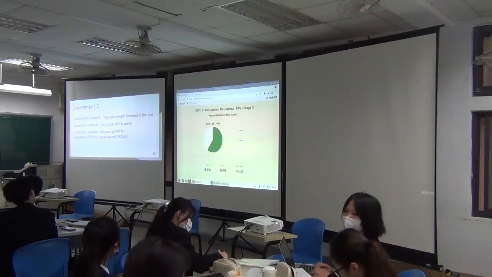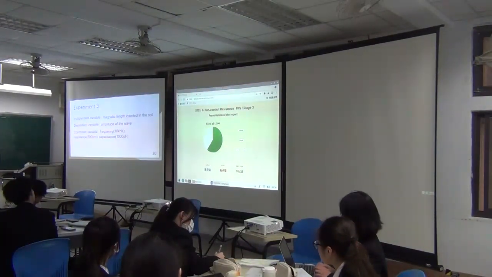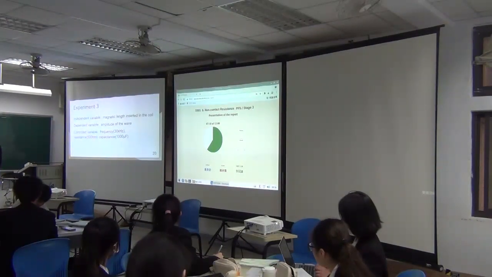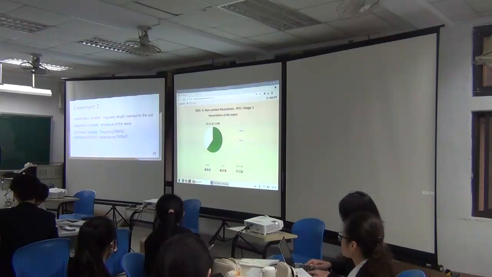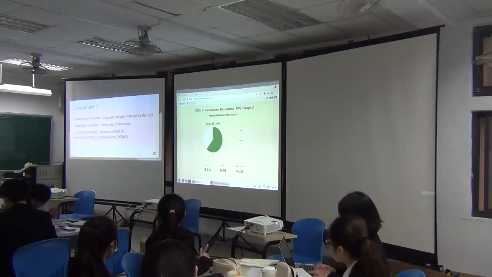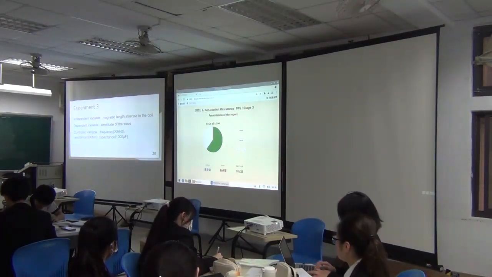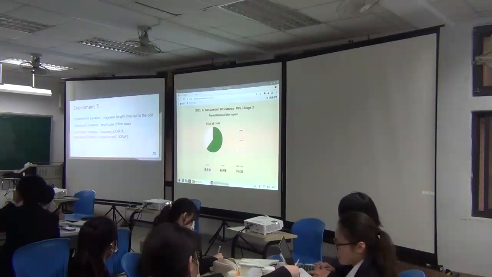In the third experiment, we control the magnetic length inserted in the coil, and the dependent variable is also the amplitude of the wave, and the control variables are frequency, resistance, and capacitance.